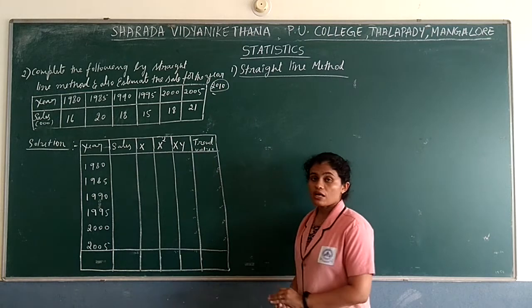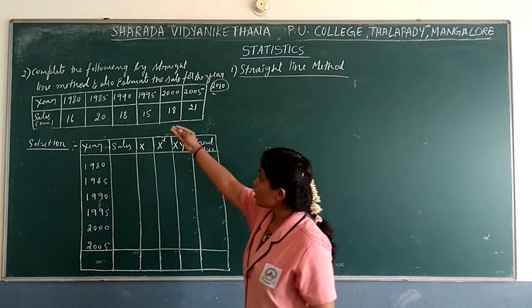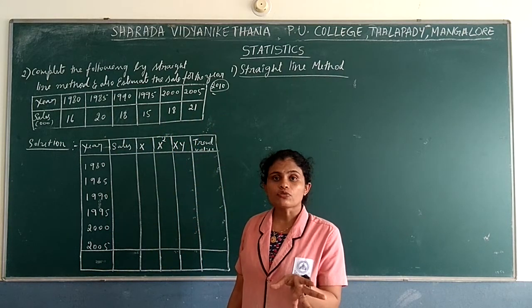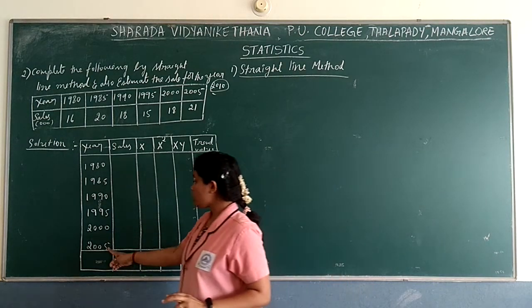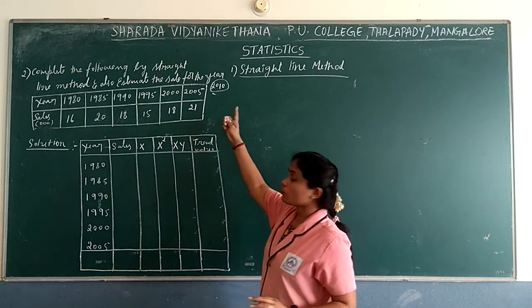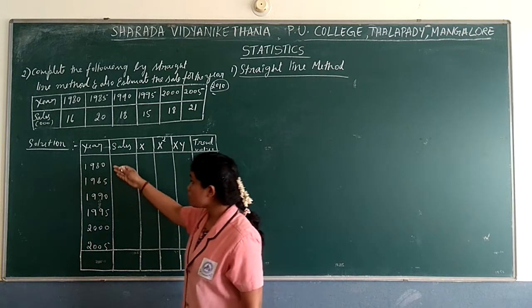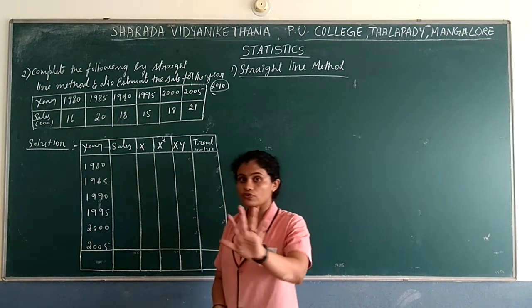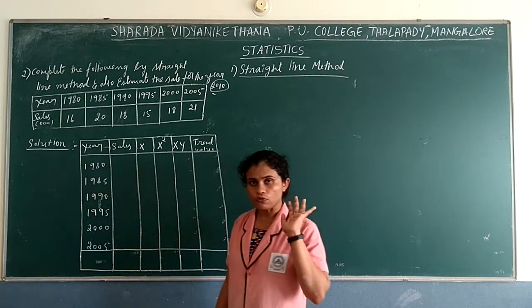Here always come two questions. First we need to find out trend values for the years which they have mentioned, and one more question, we need to find out the sales for the year 2010. Here we have information till 2005, but we need to find out one more year, that is 2010. Mainly with this problem, firstly you need to see the gap between the years. Here they have given the gap of 5 years.